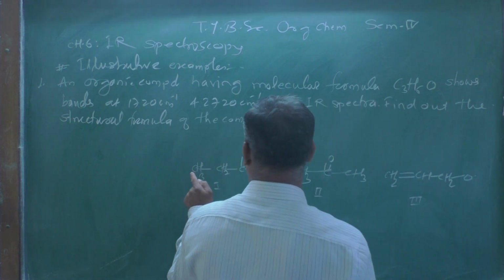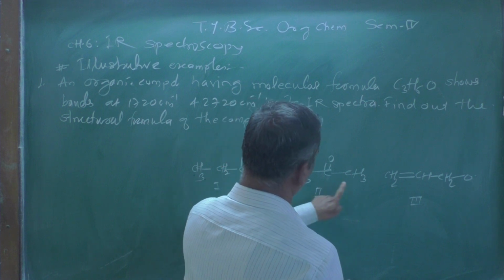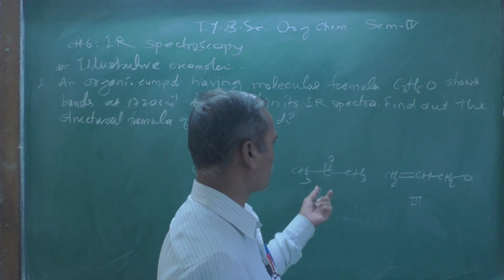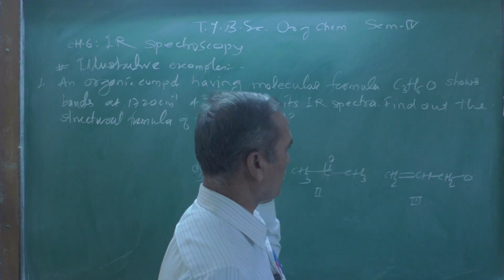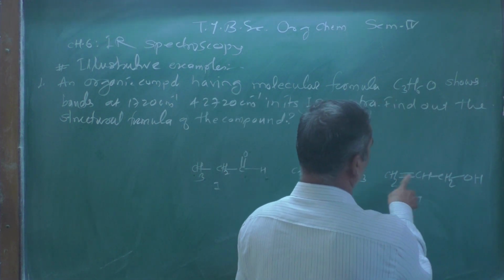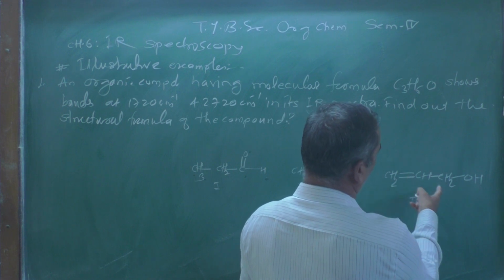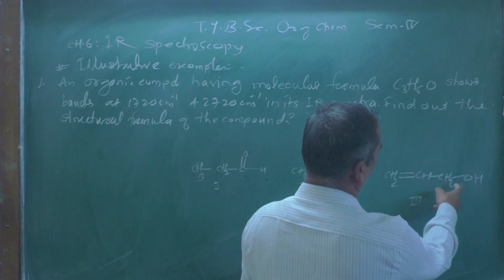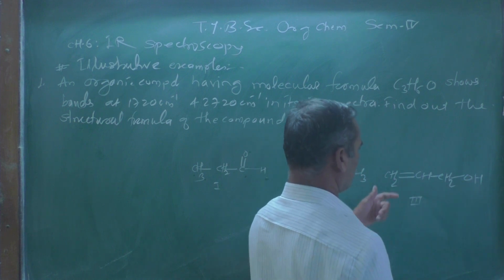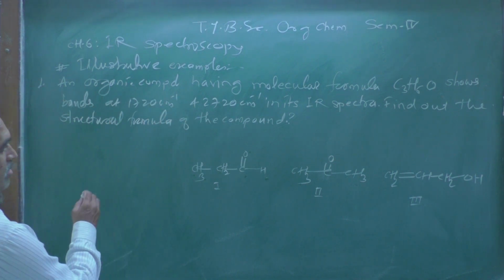Look here, 1, 2, 3 carbon atoms, 1 oxygen atom, 6 hydrogen atoms. Here also there are 6 hydrogen atoms, 3 carbon atoms, 1 oxygen atom. Count the number of carbon atoms, 1, 2, 3. Count the number of hydrogen atoms, 2, 3, 4, 5 and 6. Look at the 1 oxygen atom. So this is the third structure.